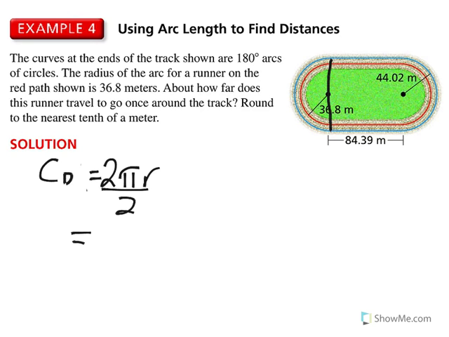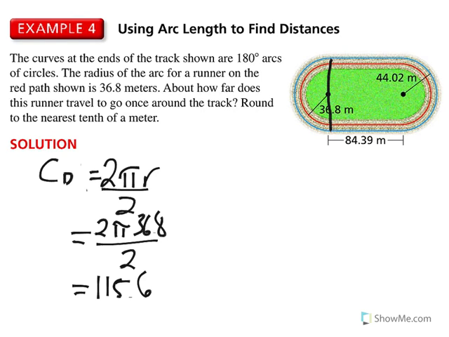So what we're doing here, for that one arc, I would have 2 pi, and then our r is 36.8 over 2. So I can multiply that all out. So for the circumference of this first arc, on the left side, we would end up getting that it's going to be 115.6. Okay, so that would be the length here. So I'm going to write it over here, 115.6 meters.